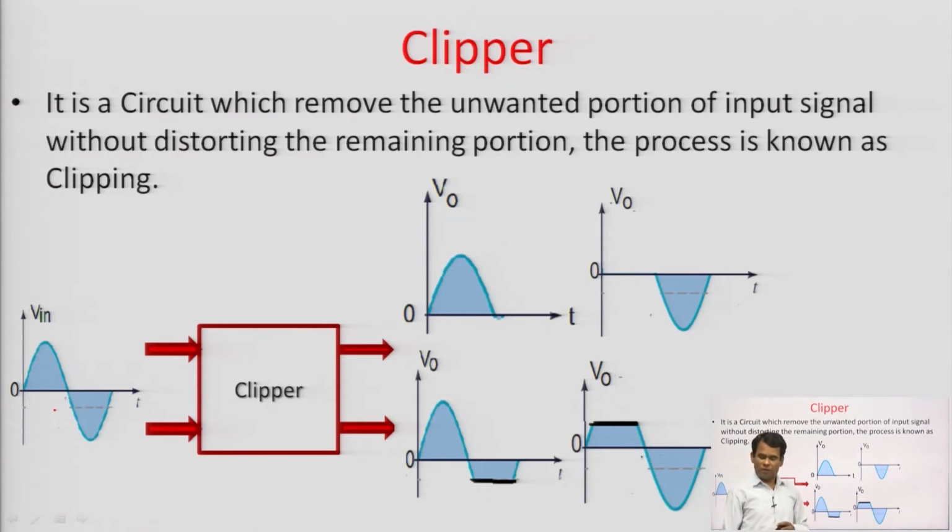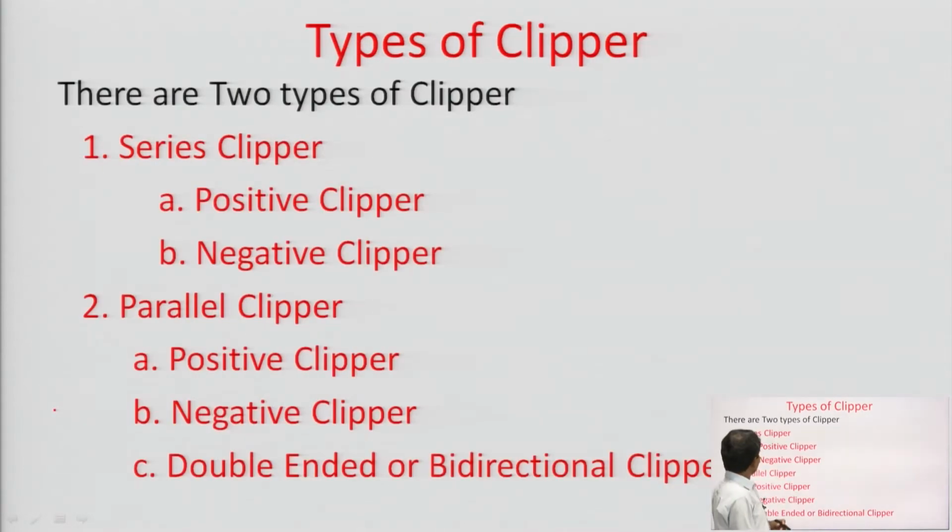But on the basis of circuit designing, whether the diode is connected in series with the load or in parallel with the load, there are basically two types of clipper circuit, that is series clipper circuit and parallel clipper circuit. Further, series clippers are classified into two categories. If the positive half cycle or partially positive half cycle is removed, this is called a positive clipper. If the negative half cycle or partially negative half cycle is removed, this is called a negative clipper.